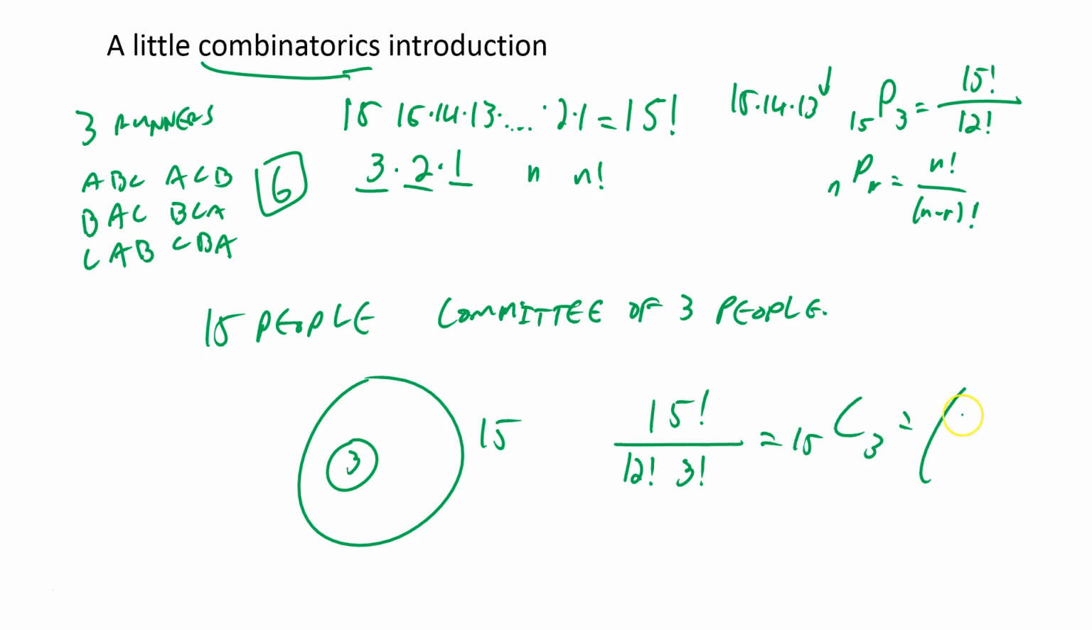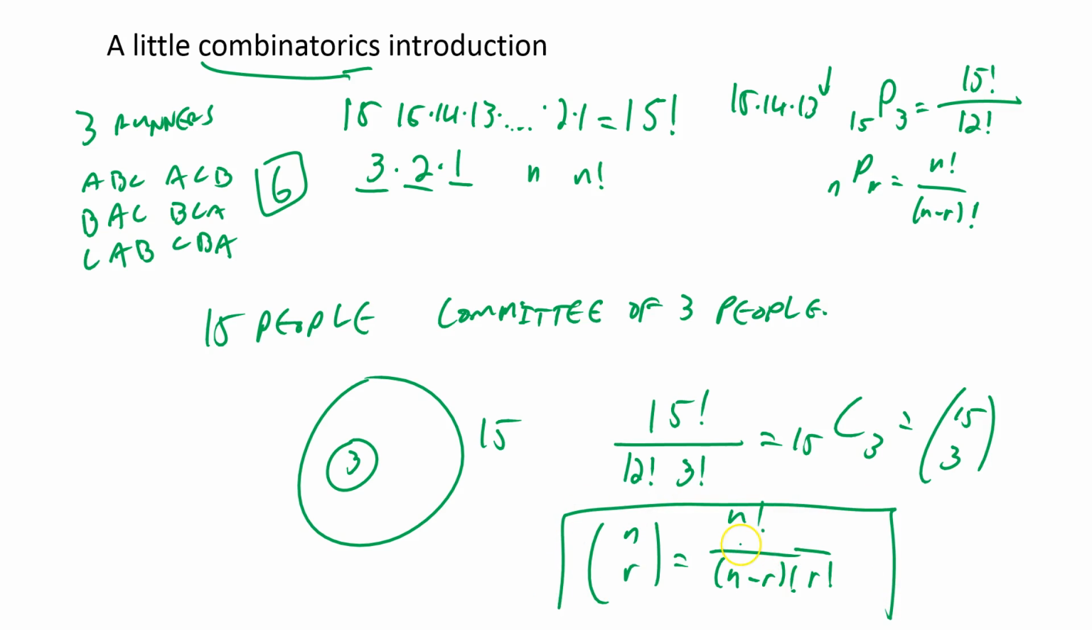Another way that you'll see that written sometimes is just 15 over 3 in parentheses like this. And that is the number of ways to pick 3 things from 15 where the order doesn't matter. In general, n choose r is just n factorial over n minus r factorial times r factorial. So it's just nPr, and then you divide out the number of ways to order those r things. Okay, so this is a really, really quick introduction to combinatorics, but this is really the only thing we're going to need.